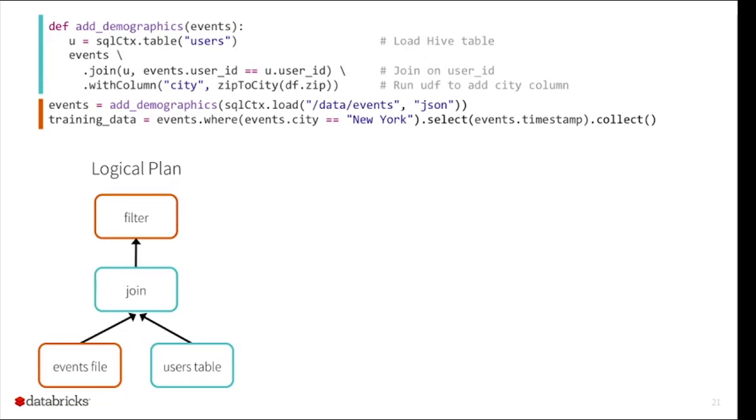So the filter is up above, but really I want to do it earlier. The reason is that this join is very expensive. I'm joining a whole bunch of users who don't live in New York that I don't care about.